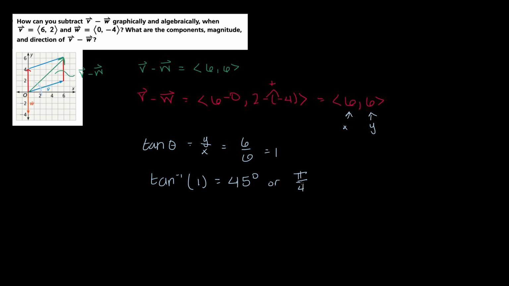Or if you put pi over 4, that works as well, but I'm not quite sure exactly what the editor or the user interface will take, so I'm going to keep it as degrees since that is how the example plays out. Okay, the magnitude now. The magnitude of v minus w, because that's our vector name, is going to equal the square root of x squared plus y squared. 36 plus 36 is 72. Let me rewrite that a little bit cleaner. The square root of 72, which is approximately 8.5.